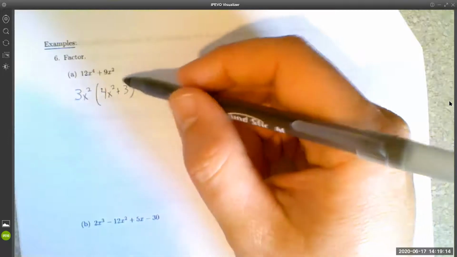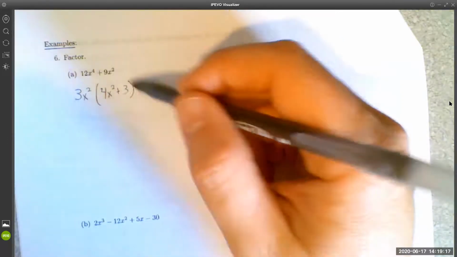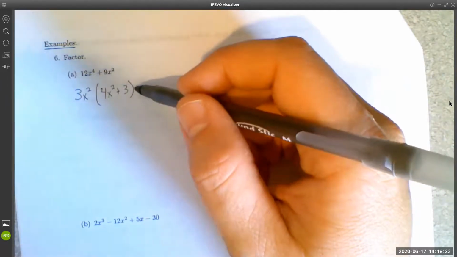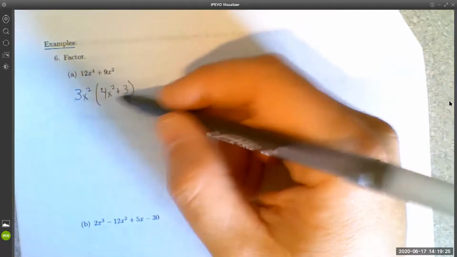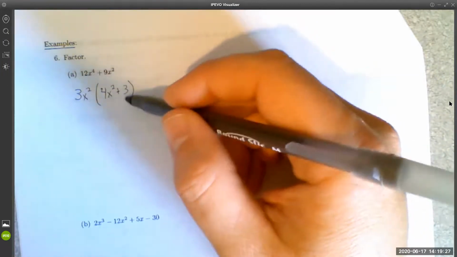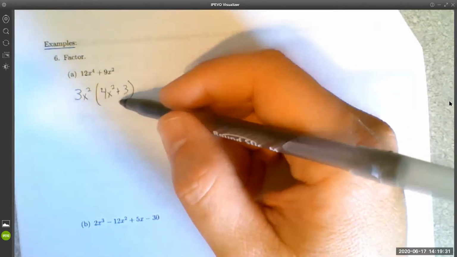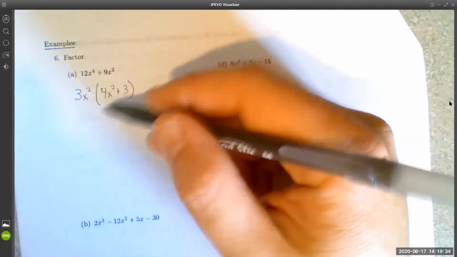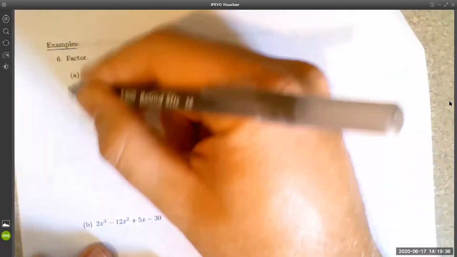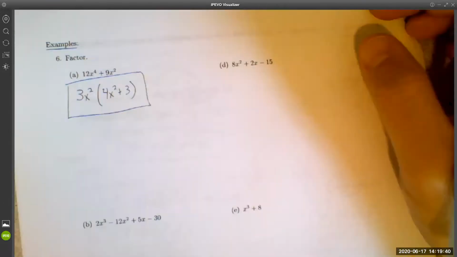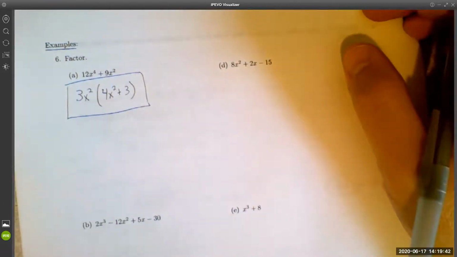Now, looking at this binomial, I would ask myself, is this a special binomial of some kind? The answer is, well, yes and no. It's sort of like a sum of squares. 3 is not a perfect square, but that's okay. It's sort of like a sum of squares, but sums of squares cannot be factored. Sums of squares are prime. So this is as far as this one is going to go. That's the complete factorization of that one, at least over the real numbers.